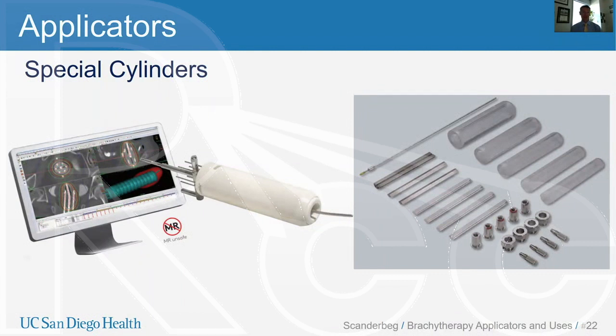The picture on the left, again, shows the Miami applicator, and then the picture on the right shows the shielded applicator with its various shields and segments and how they all come together. So these shields just insert into your cylinder along with your central lumen.